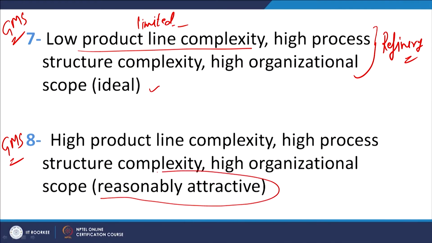So, high organizational scope means you are either going into a large number of geographically distributed markets, or you are going for a large amount of vertical integration. So, both these things are possible in high organizational scope. Because all these three things are looking interconnected, therefore, we say that it is a reasonably attractive proposition. So, these are the 8 different types of generic manufacturing strategies.